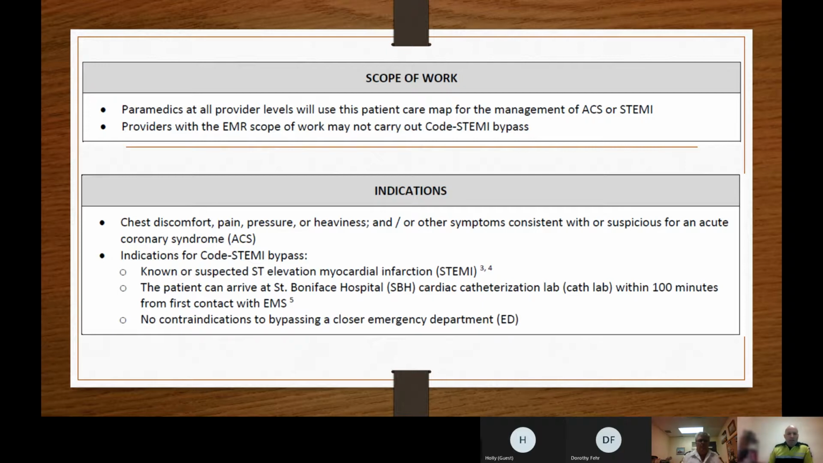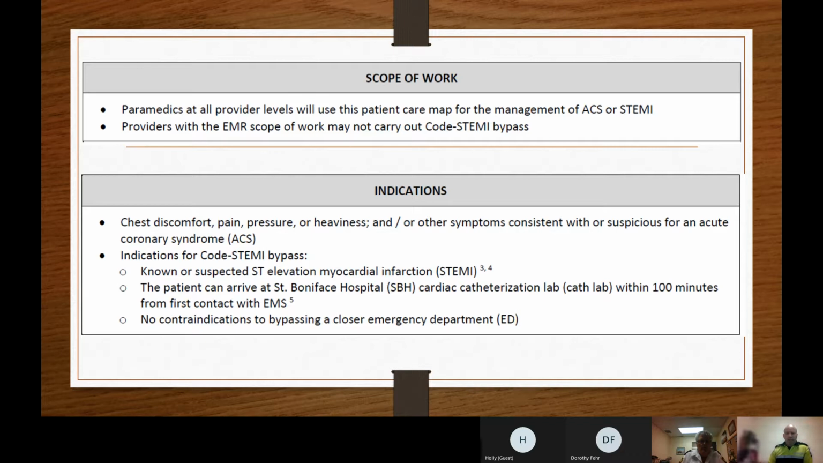So reasons we would use this care map is if we have a patient with chest discomfort, pain, pressure, heaviness, or other symptoms consistent with or suspicious for acute coronary syndrome. So long story short, basically, if your patient is presenting with cardiac symptoms, we want to access this care map.